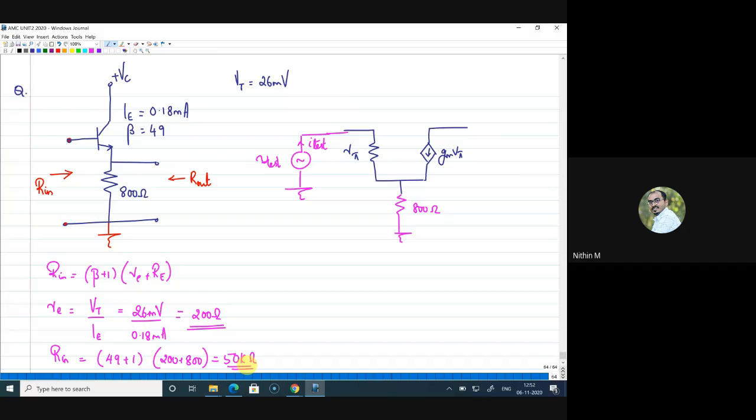I don't know how you are getting Rin as 46. Can one of you unmute and tell me how this Rin calculation is, because re is anyway 200. Sir, re is coming as 144.44. So 26 by 0.18, we are getting 144.44 ohms. Oh, then I made a mistake. 26 by 0.18 is 144. Oh, very sorry. Then you are right.